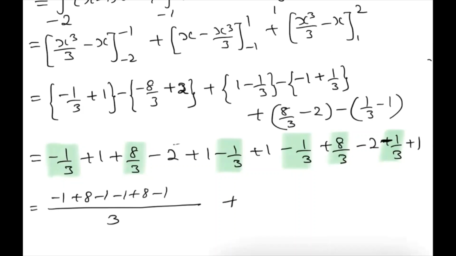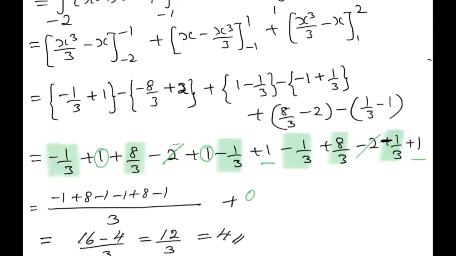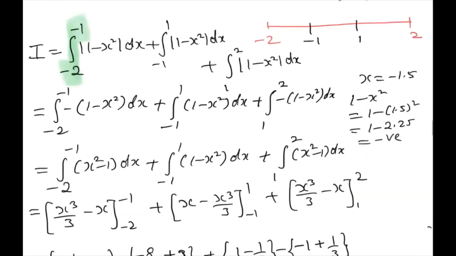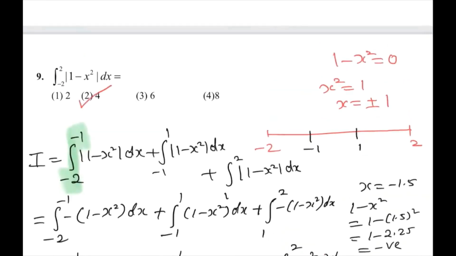So now plus 1 plus 1 plus 2 minus 2 get cancelled. You'll be left with 1 plus 1, 2. Again that goes with this minus 2, 0 you get. So this becomes 16, 8 plus 8, 16 minus 4 by 3. That is 12 by 3, 4. That is the required answer. So the correct option is the second option.